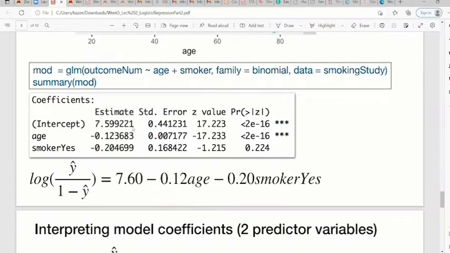Can somebody tell me for extra credit, why is it that we have smoker yes? What do you think R has done here to declare smoker yes and not smoker no? What is going on? I'm talking about this smoker yes here. What has R assumed to declare smoker yes? Don't forget, we could have smoker yes or smoker no, because smoking is categorical. Can somebody tell me for extra credit why it displays smoker yes in the output?